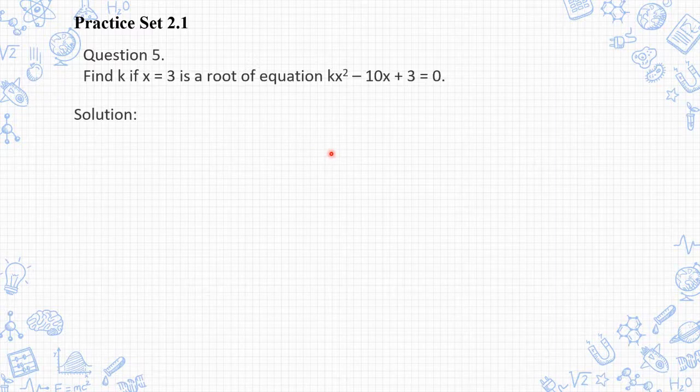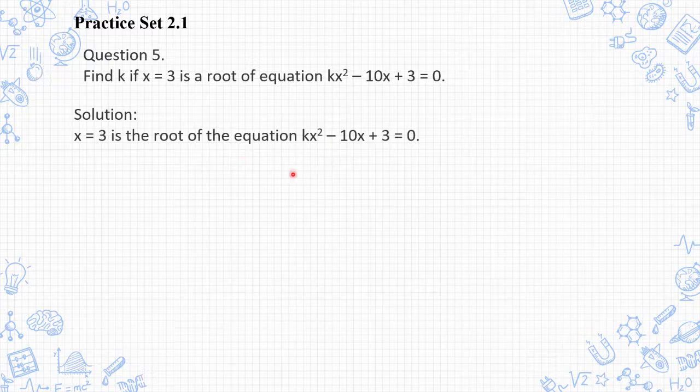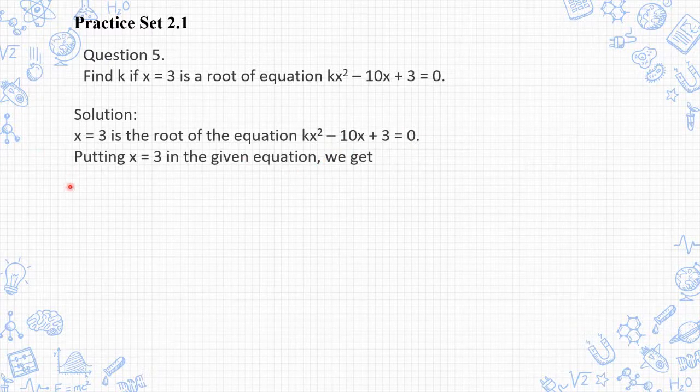So putting x is equal to 3 in this above equation, we get, so in place of x, I'm substituting 3. So k into 3 square minus 10 into 3 plus 3 equal to 0. So 3 square is 9. So you get here 9k minus 10 into 3 will be 30 plus 3 equal to 0. So just simplifying this, so minus 30 plus 3 will give you minus 27. So I have 9k minus 27 equal to 0.